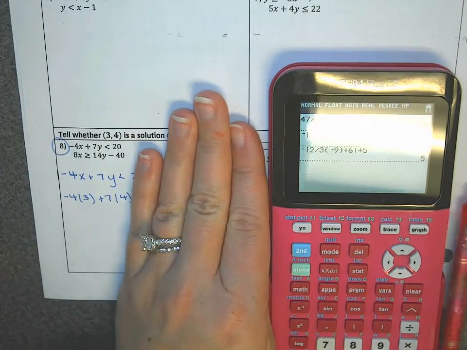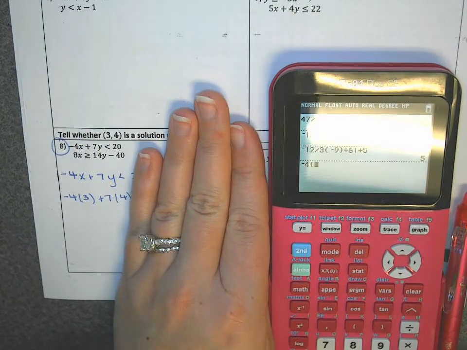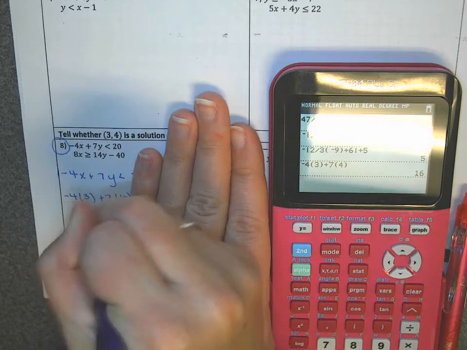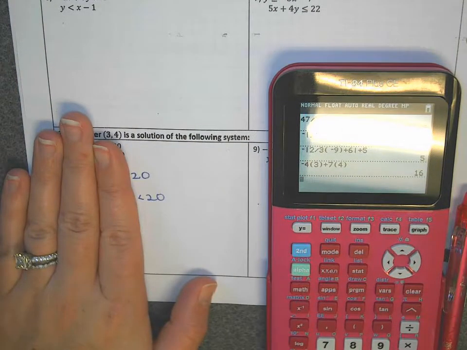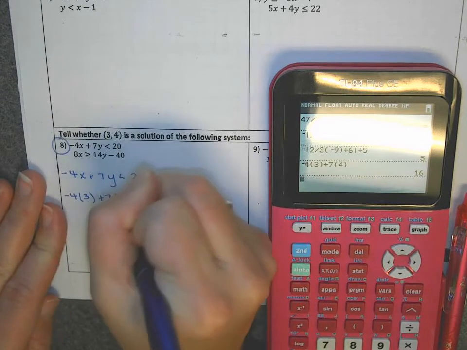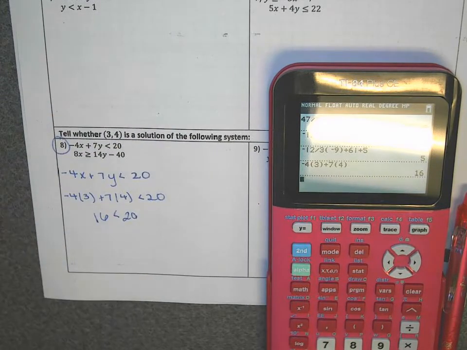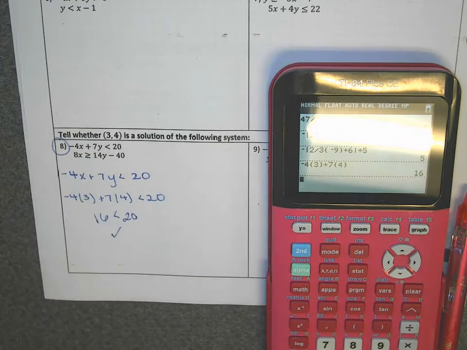Trying to keep the right side covered up. Negative 4 times 3 plus 7 times 4 is 16. So the left side is 16. The sign is a less than sign. Simplify the right side. Oh, the right side's already a number, 20. Is 16 less than 20? Does that mean my answer is yes?